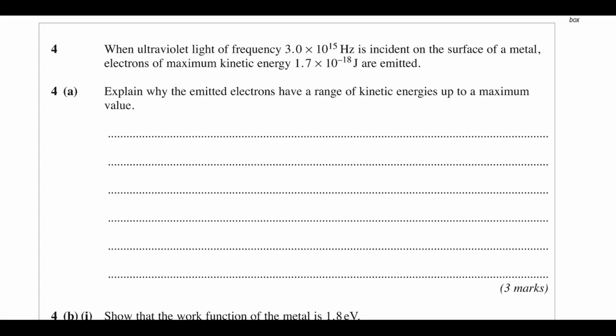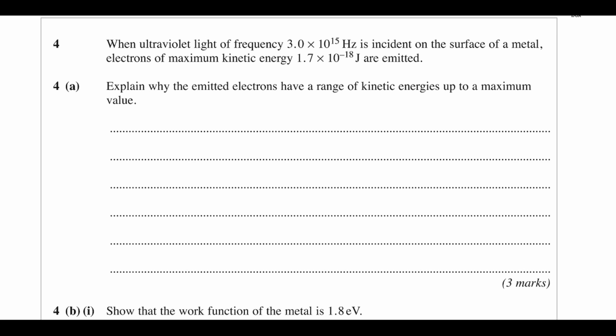All right, so we're going to look at the photoelectric effect. So we've got light of a certain frequency incident on the surface of the material. Electrons have a maximum kinetic energy of 1.7 times 10 to the -18. Explain why the electrons have a range of kinetic energies up to a maximum. I swear this question came up 2 years ago, but anyway, let's just answer it again.